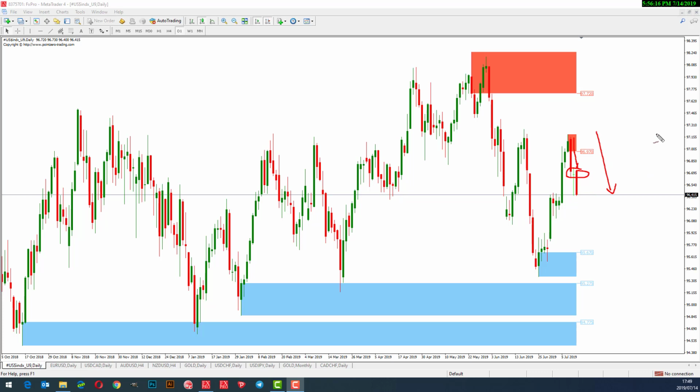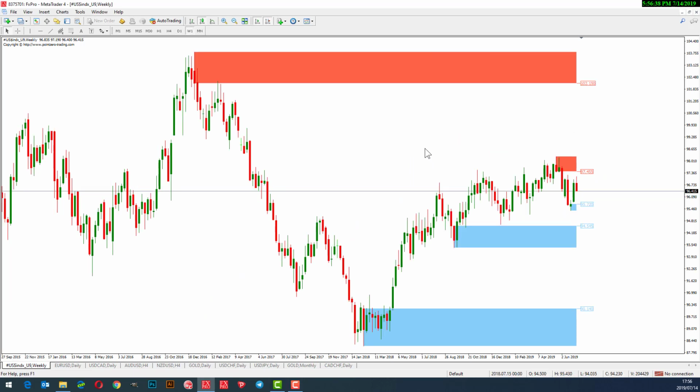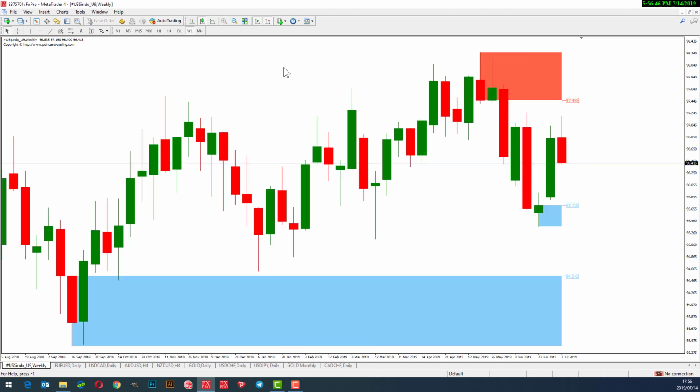So now, what are we looking at when it comes to the dollar? Last week closed quite strong bearish on the daily time frame. Now, if I go to a weekly chart, you can clearly see what I mean by strong supply is in control of the market. You can clearly see here.